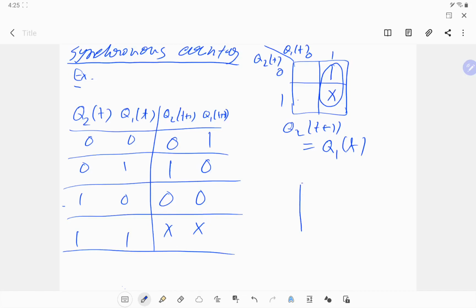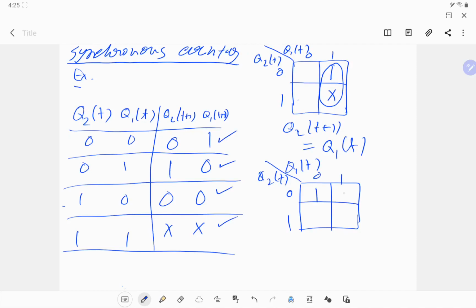And for the second equation, we need another K-map. Q2 t, Q1 t, 0, 1, 0, 1, and we got 1, 0, 0, don't care. So we don't need to consider the don't care in this case because we only have this one 1. So Q1 t plus 1 will be Q2 prime t times Q1 prime t.